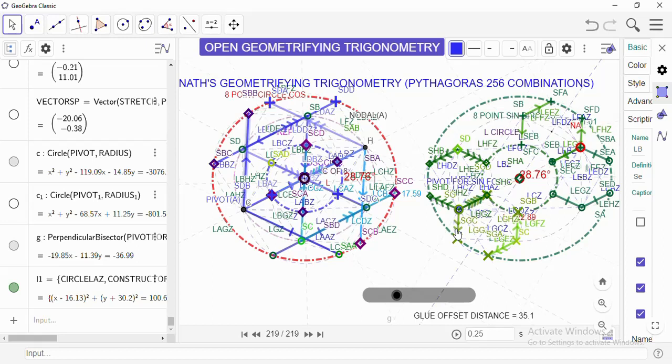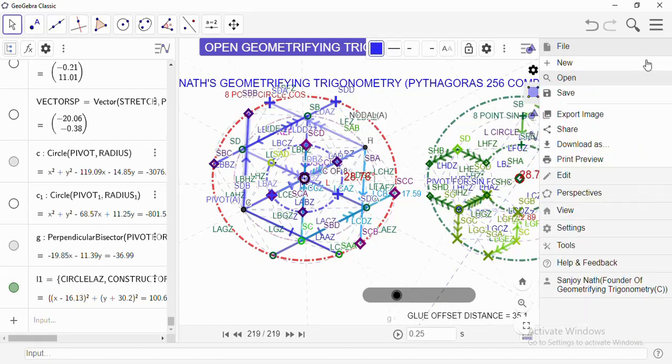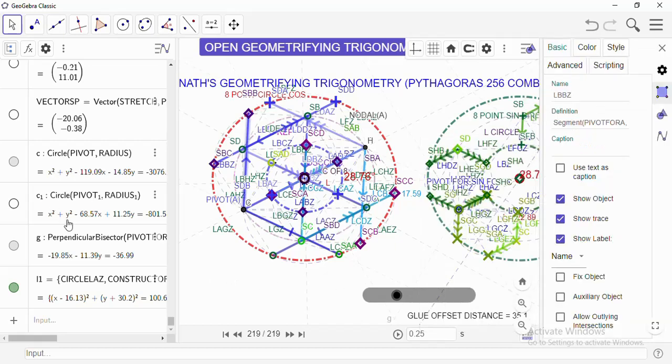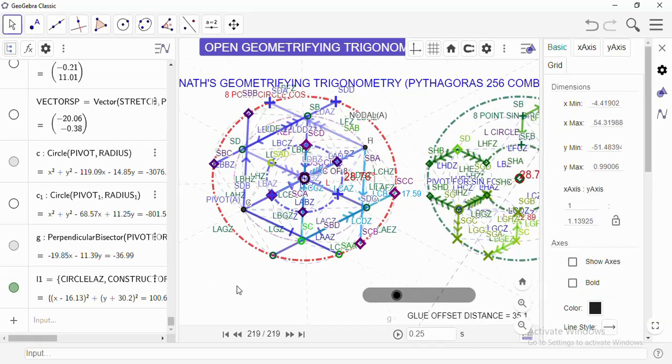L is taken common, then cos square theta plus sin square theta equals 1, that is equal to the length of the L. You can cross verify these things with this file, and you can follow the construction protocols here. You can download the construction protocol and you will get all these things stepwise there, and from that also you can check the 219 construction steps that are done.